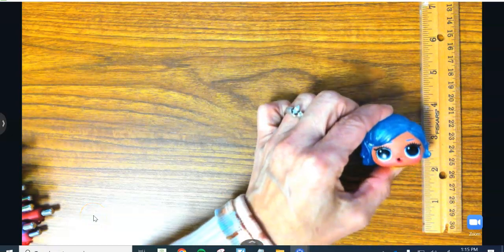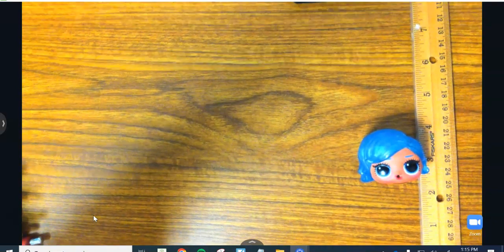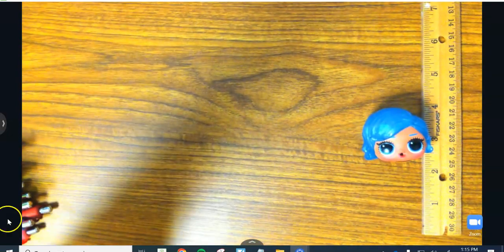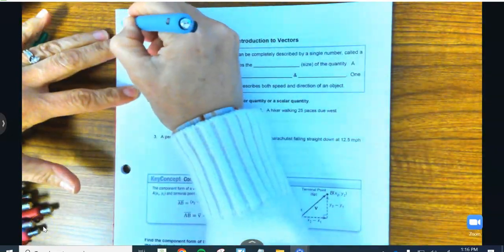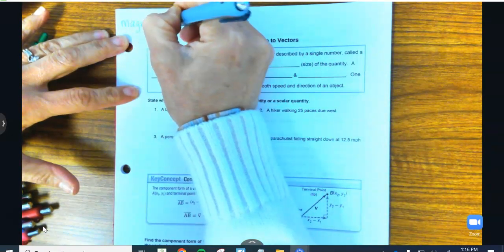Okay, look, I moved this doll right here. That is a scalar movement because I can see I moved it 3 inches. Notice when I show my compass, now you know I moved it 3 inches to the east. That's a vector. So let's go ahead and talk about what magnitude is.